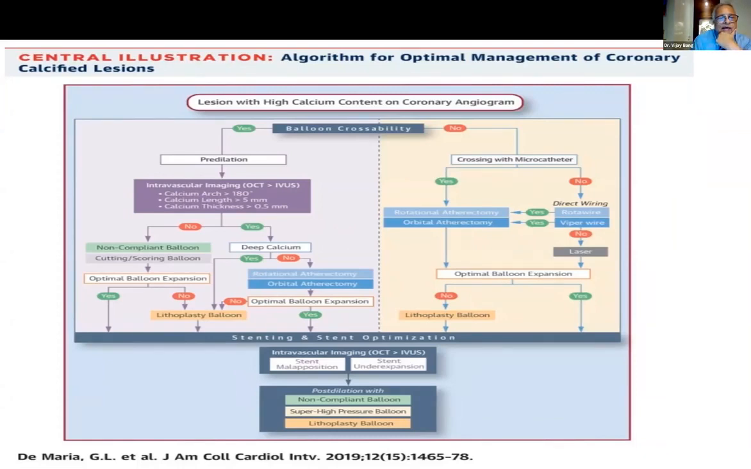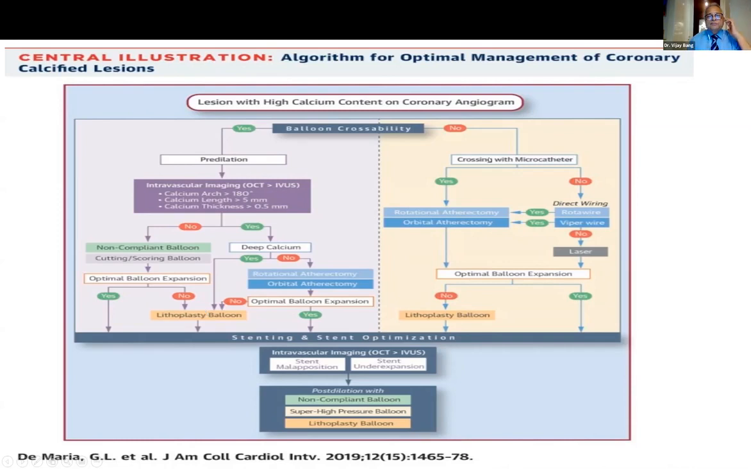Then if you have a patient where the balloon is expandable, you can consider an optimal balloon if the calcium arc is less than 180 degrees, less than 5 millimeter length and 0.5 millimeter thickness. If you don't have these criteria, then no rota, go straight to a non-compliant balloon or cutting balloon or scoring balloon. If it expands, then stent. If it doesn't expand, then consider lithoplasty again.